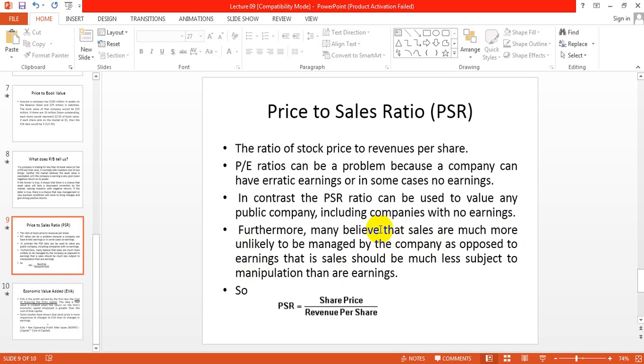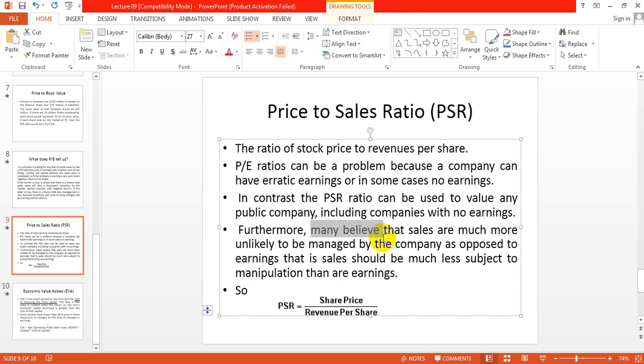Mostly what are companies doing? They're showing their profits high by different methods, by different techniques, using valuation techniques like depreciation, like inventory valuation. They're using different techniques, showing their debts high. So in this case, companies can manipulate the earnings.